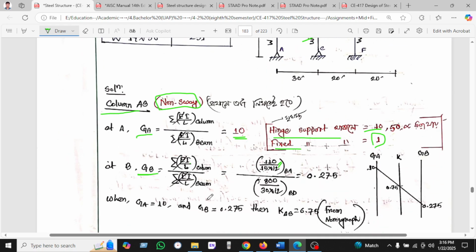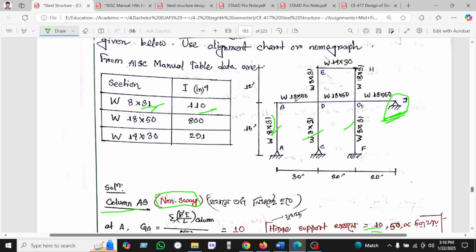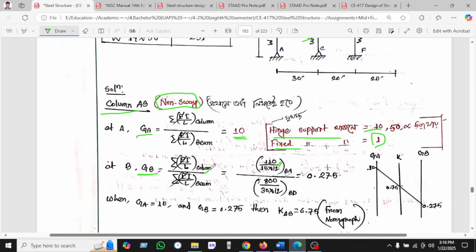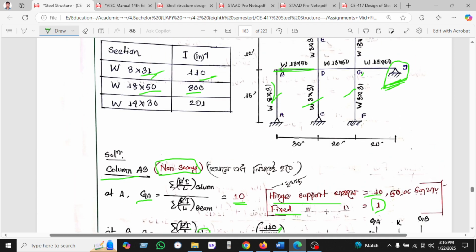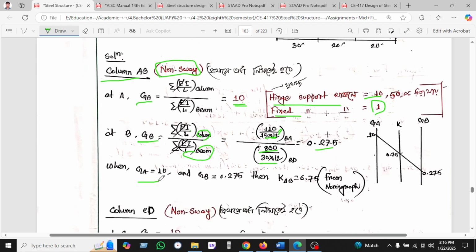And we have seen the beam section is given, which is 18 into 50. This is the beam. As we know the ratio between column and beam, the beam is given 300 into L is 30, so this is the length of 30, and this length is 15. In the upper portion the column length is 15, and found 0.275. So GA is 10 and GB is 0.275.